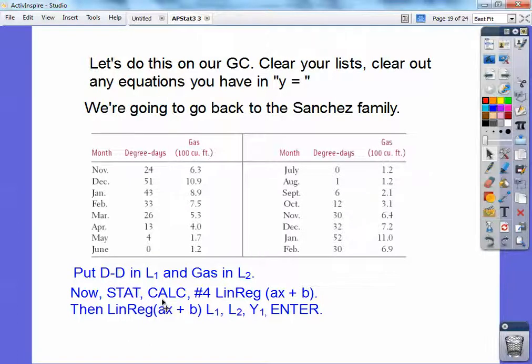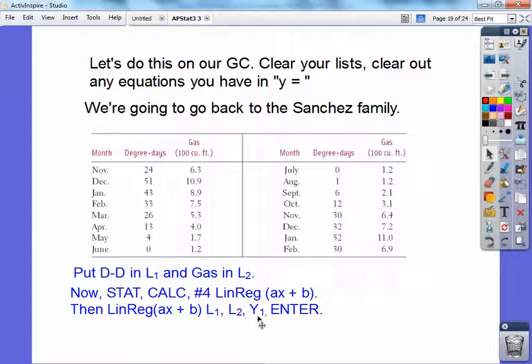and then scroll over to Calculate. Hit number 4. It'll say Linear Regression, and it says ax plus b. See, they did do it that way, and your book does it the other way. It's just mx plus b, you guys, okay? Then you put in list 1, so it's second function number 1, hit your comma. List 2, second function number 2.